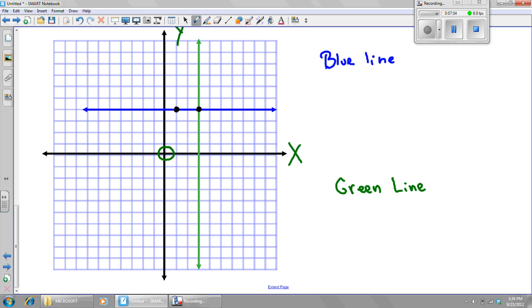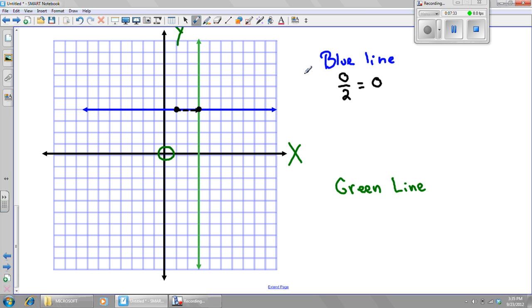I'm going to count my rise, and it looks like I don't rise any. Or in other words, I rise 0. And then I run 1, 2. So I think my slope of the blue line is 0 over 2. Okay, or better yet, 0. And you can leave that as 0 over 2 or 0 over 1 if you like, or you can simplify all the way down to 0.